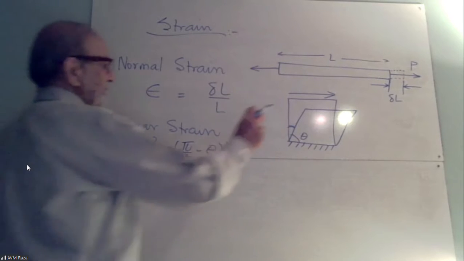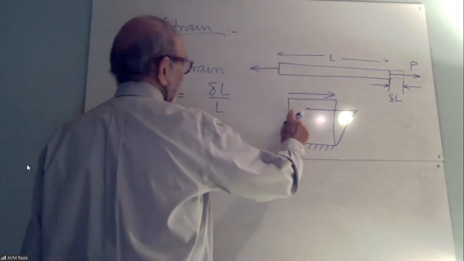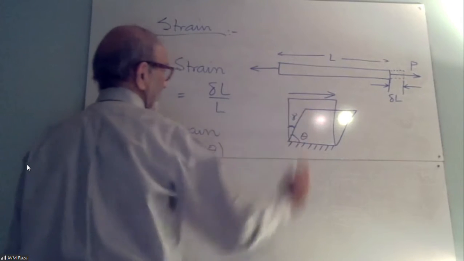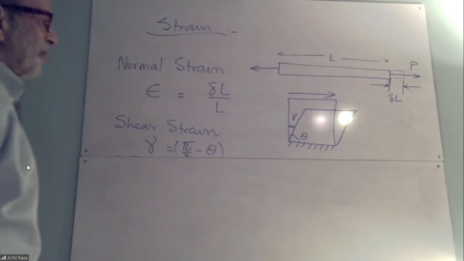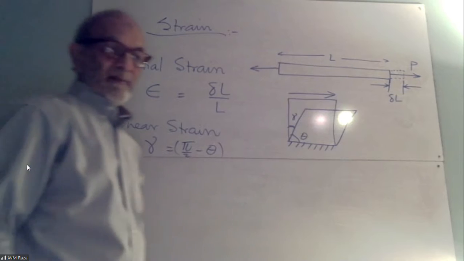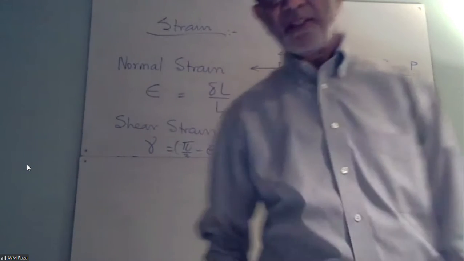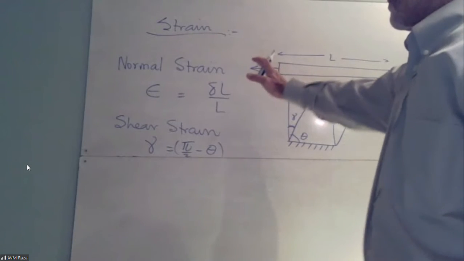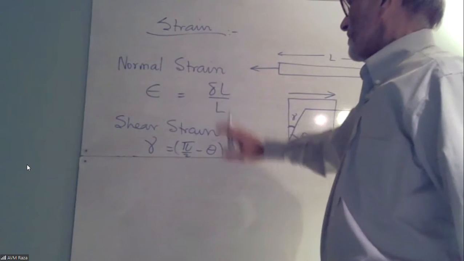This angle you can say is gamma, or the shear strain. So the more the shear strain, the larger is that angle, or vice versa. The larger is that angle, the more is the shear strain. And the less is the shear strain, it means your member can resist shear better. So these are the two kinds of strains: normal strain, shear strain.